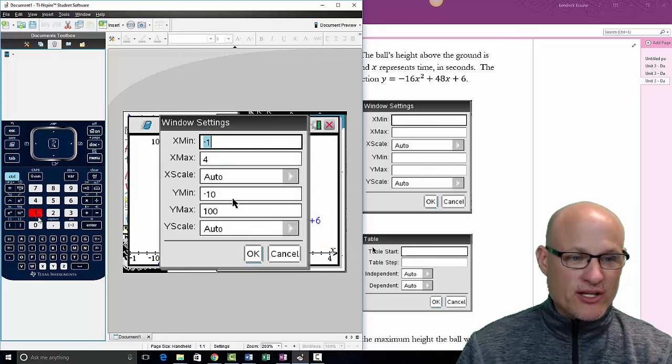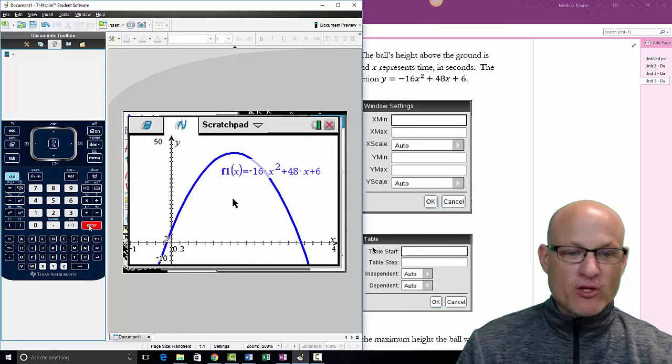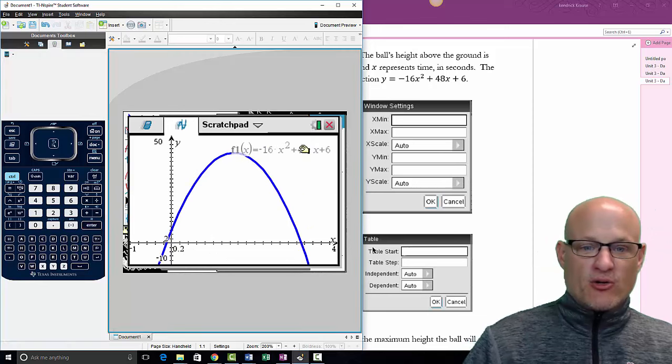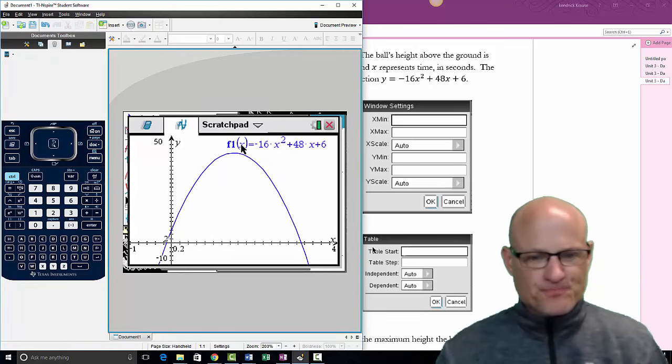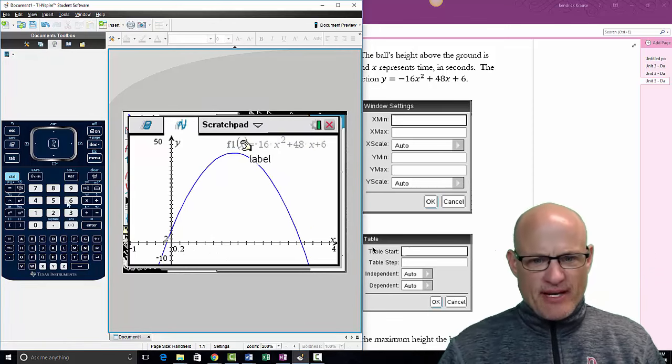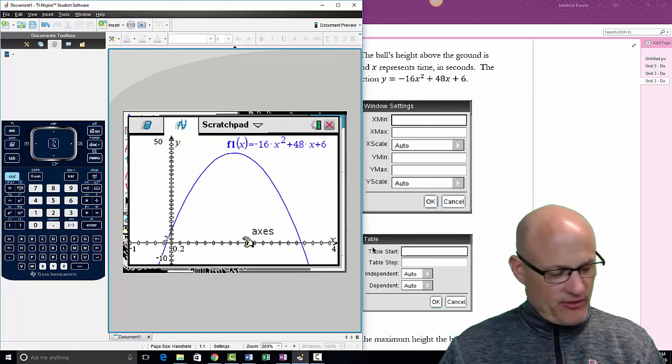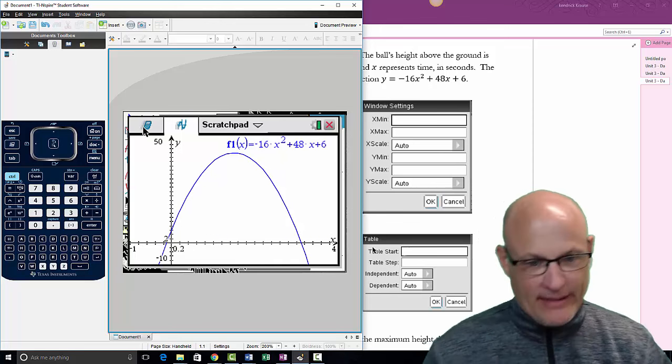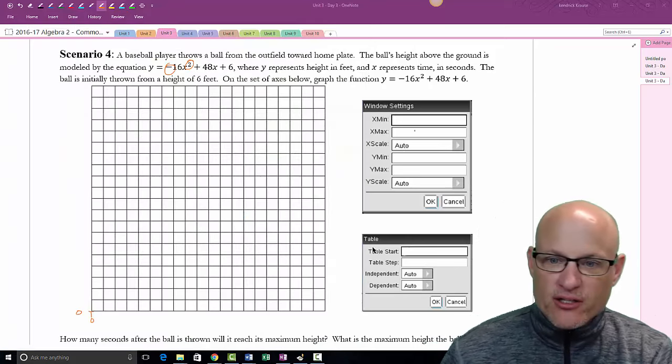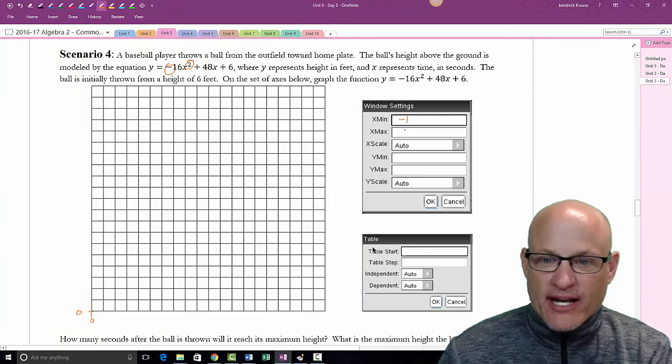Menu, we'll change the settings a little bit. We'll change this to 50, because clearly 50 is probably a better number. All right, we've got a real good picture now of what's going on with our graph. And it looks like it took a little over 3 seconds anyway, so that was good that I went past 3. So over here, x min negative 1, x max 4, y min negative 10, y max 50.